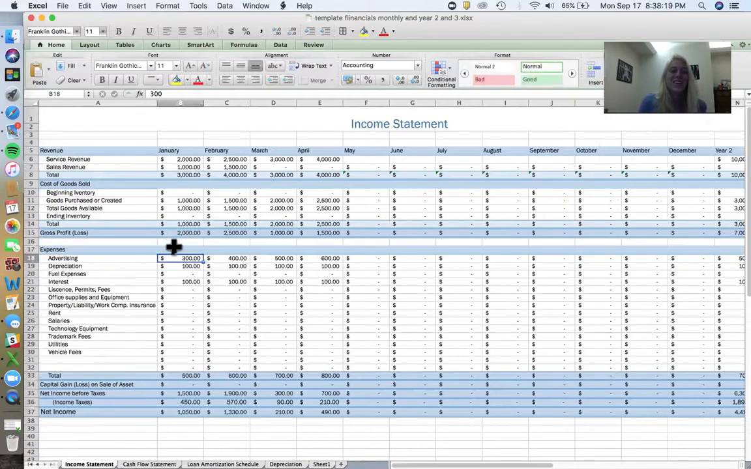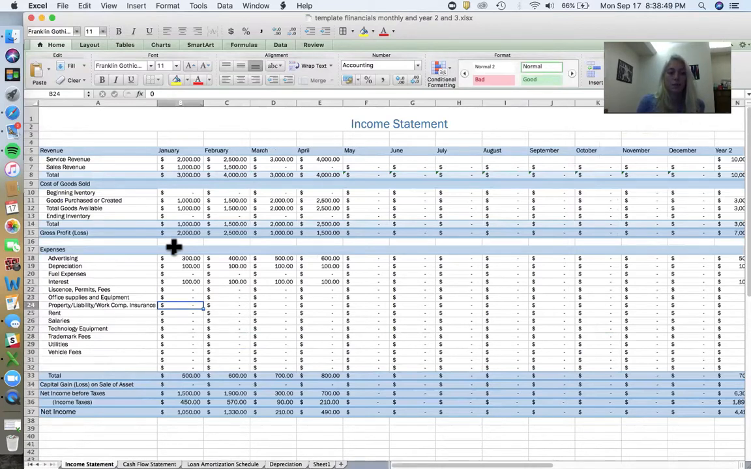Okay, so most of you should have an advertising expense, so go ahead and put a number in here for each month. Depreciation, I'll go into that in a second. Fuel expenses, so if you're delivering things or traveling to people's fields. Interest, this is interest on your loan, okay? We'll go into that in a second. License, permits and fees, if you have a license to operate or a license for vehicles.